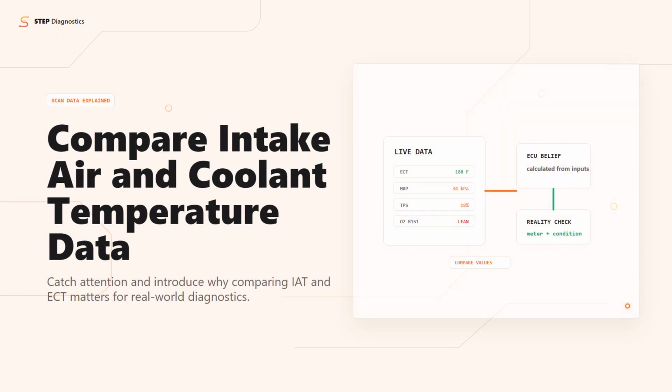In this lesson, you'll see how comparing intake air and coolant temperature readings can quickly flag false sensor data, hidden circuit faults, or problems shared by multiple sensors before you replace a single part.